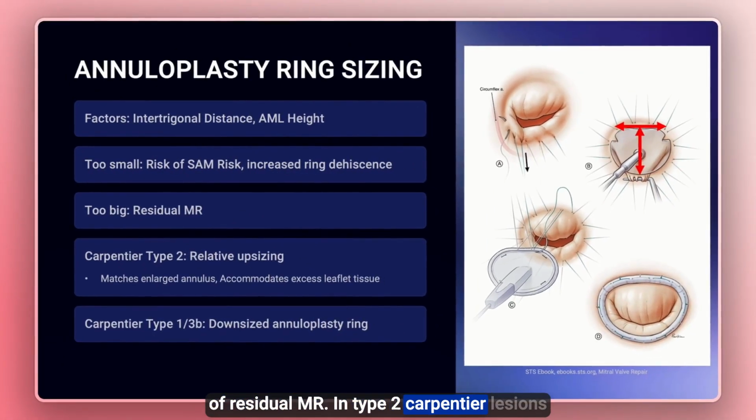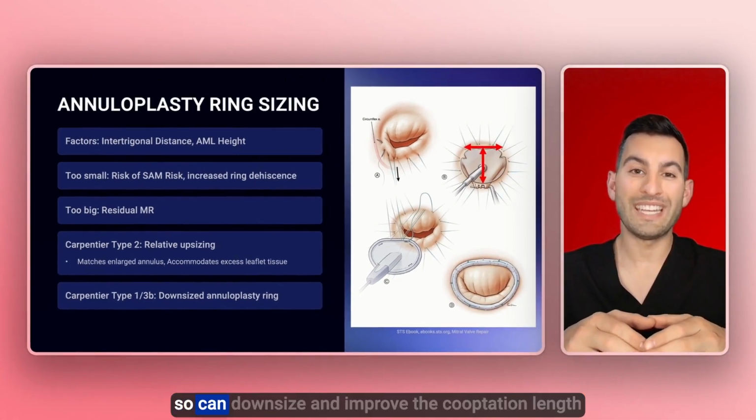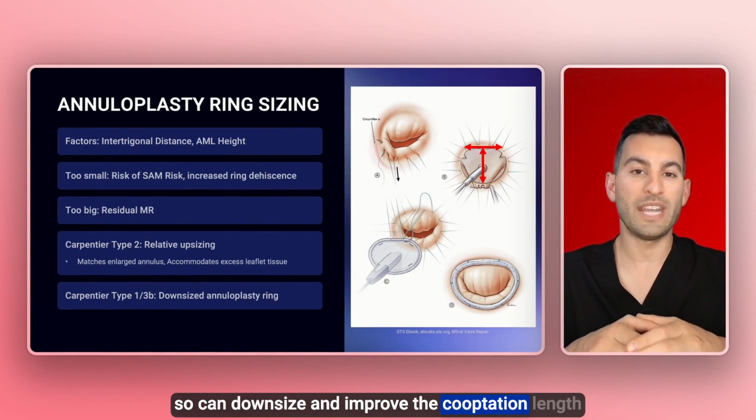In type 2 Carpentier lesions with excessive leaflet motion, prolapse leaflets, flail leaflets, the strategy here is sizing correctly or relative upsizing of the annulus. That's because you're trying to get a ring that matches the enlarged annulus that can accommodate a lot of that excessive leaflet tissue. However, in the Carpentier type 1 or 3B lesions, there's a dilated annulus, and that's a big reason why there's MR in the first place. So if it can be downsized with a complete annuloplasty ring, the hope is that doing so can downsize and improve the coaptation length of the valve and actually improve the MR altogether.